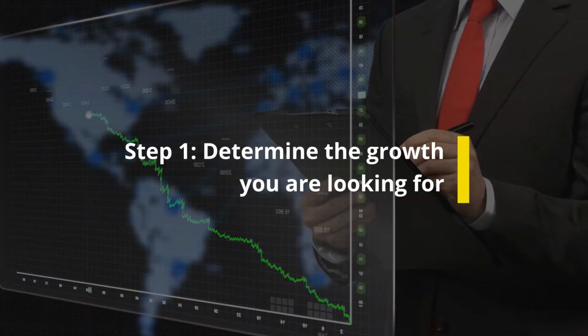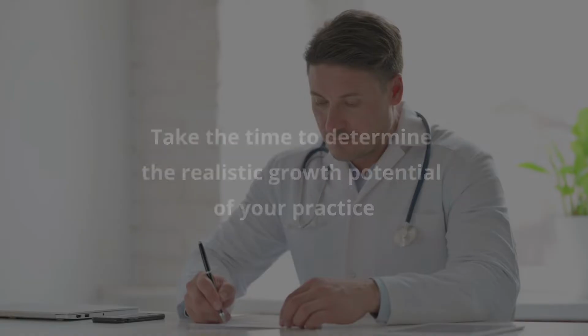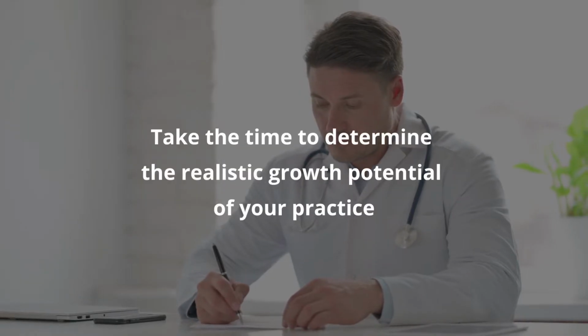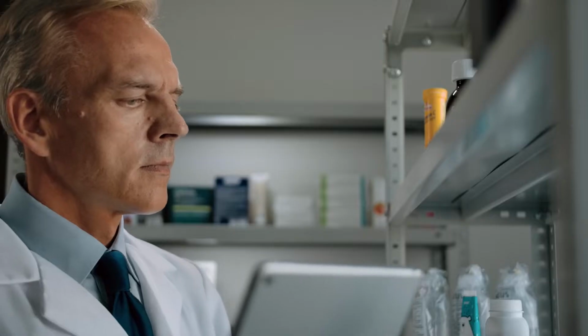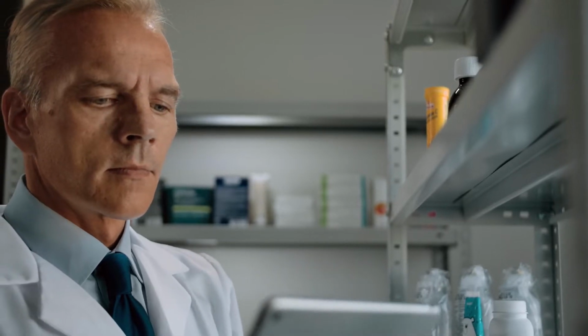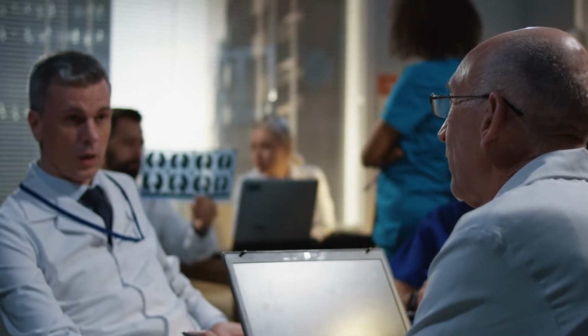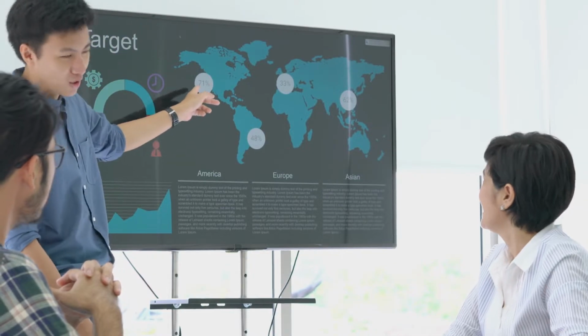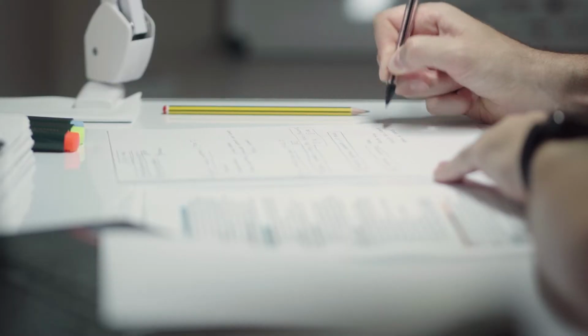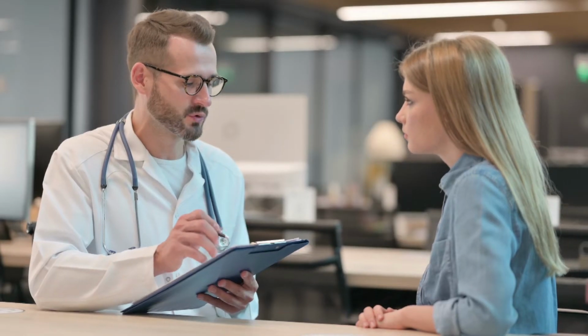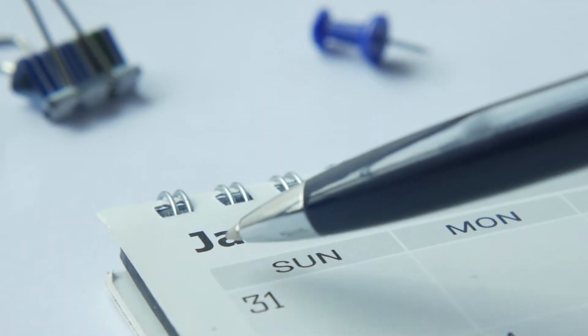Step 1. Determine the growth you're looking for. Take the time to determine the realistic growth potential of your practice, taking into account the available resources at hand. Once you have established the parameters and found your ambitious growth target, make sure that you break it down into the amount of new patients you want to add on a monthly basis.